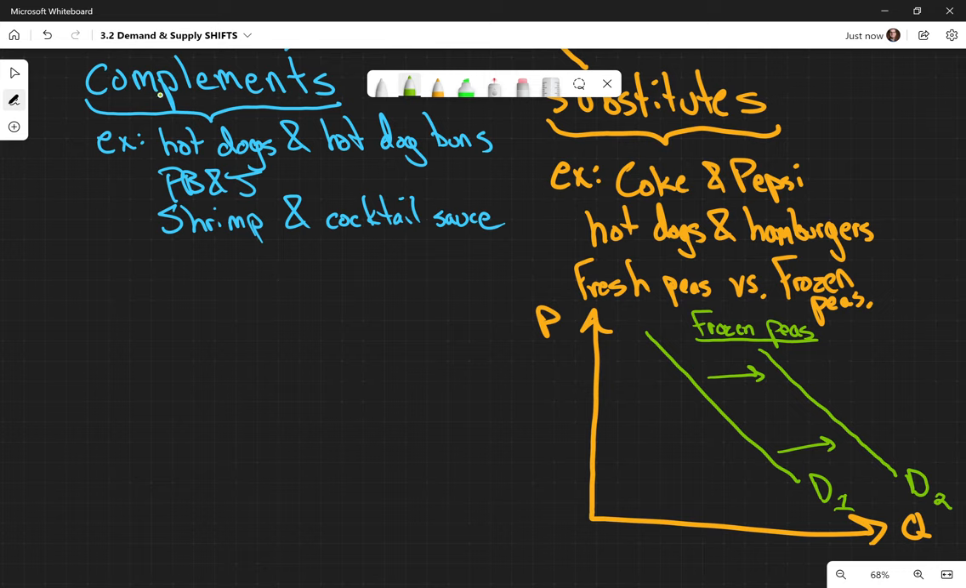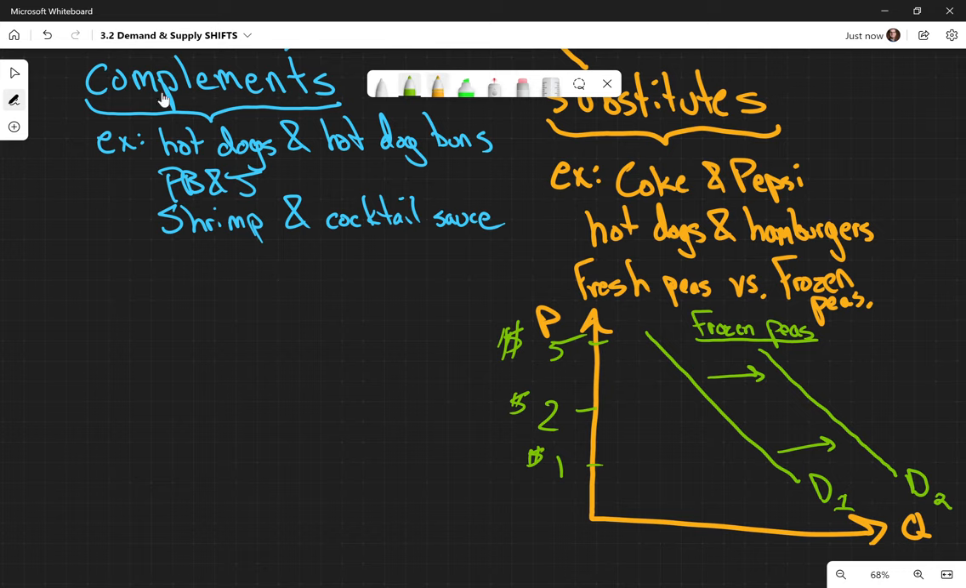It doesn't matter if the price of frozen peas is $1 a bag. It doesn't matter if the price of the frozen peas is $2. It doesn't matter if it's $5, right? That's the ceteris paribus assumption playing in there. This is happening at any given price.